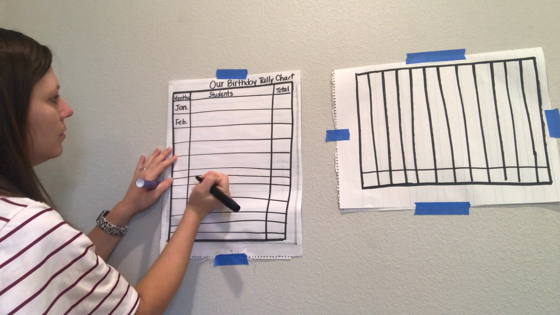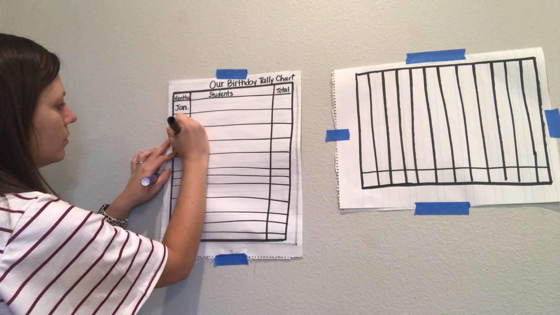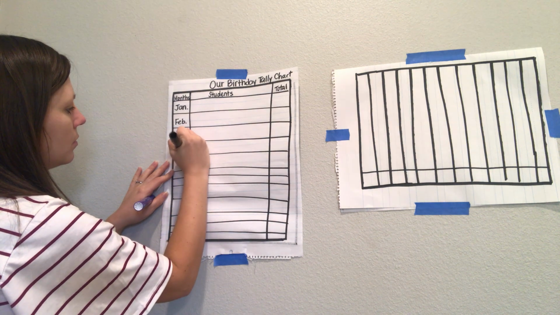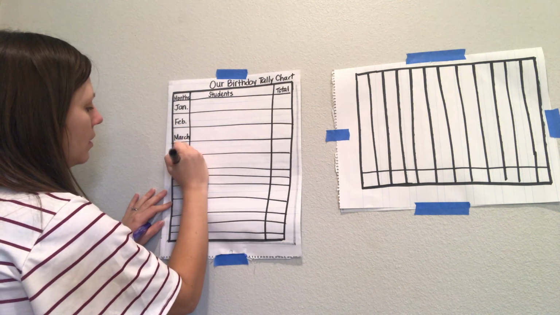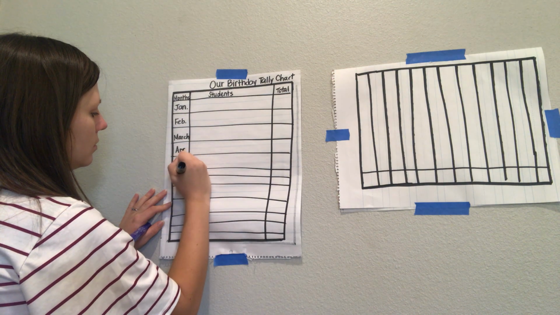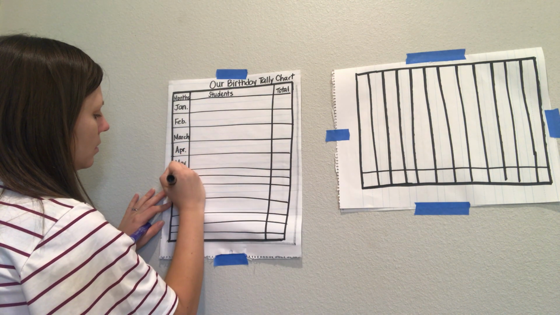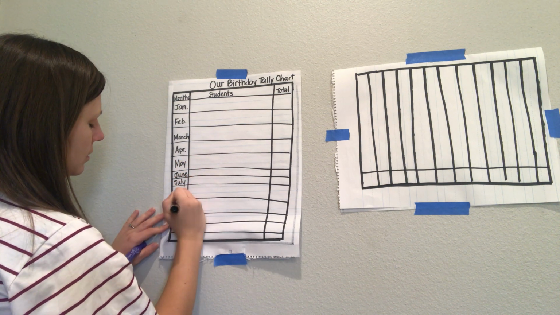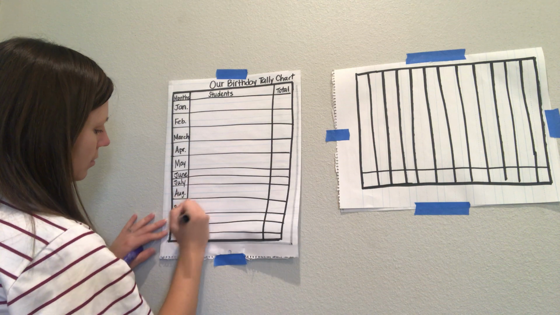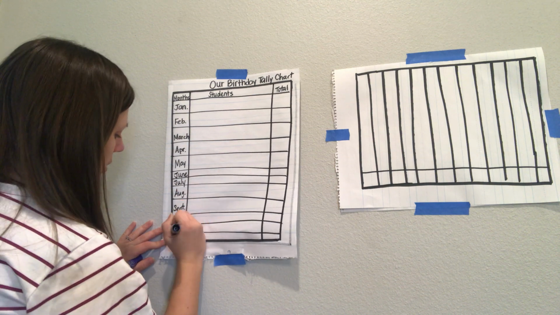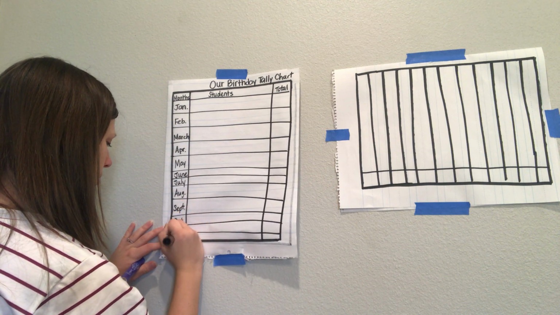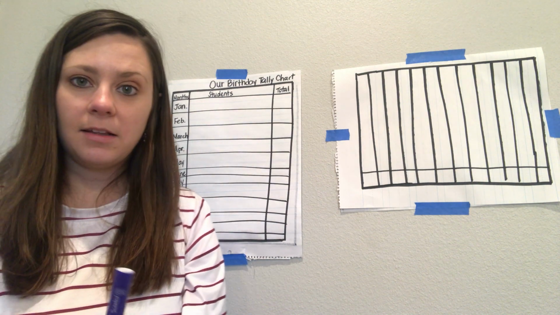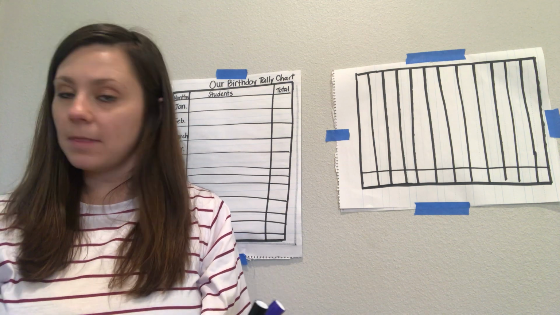February, March, I don't know that it has an abbreviation. April, May, June, July, August, September, October, November, December.